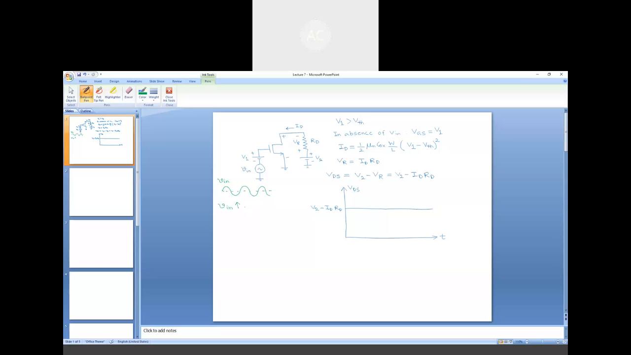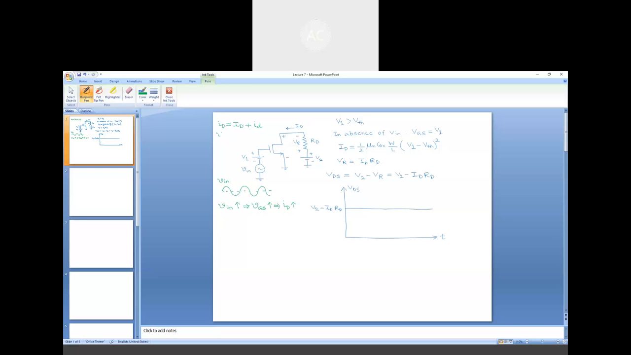So as Vin increases, it implies the gate to source voltage will also increase, which will eventually increase the drain current. Now here I have used the notation that the total instantaneous drain current ID is nothing but I capital D, that is the DC bias current, plus the small signal current, that is I small d.